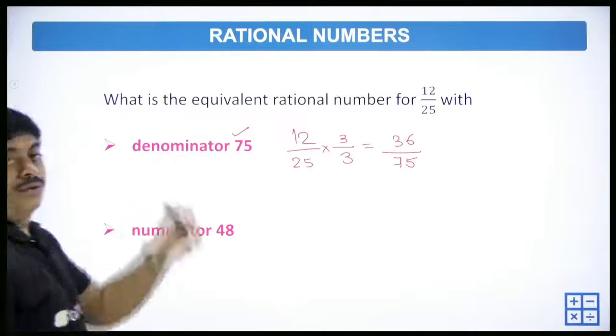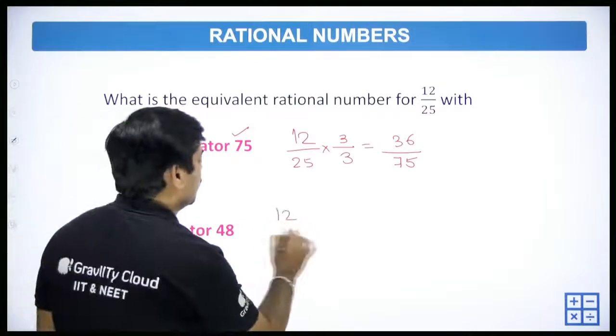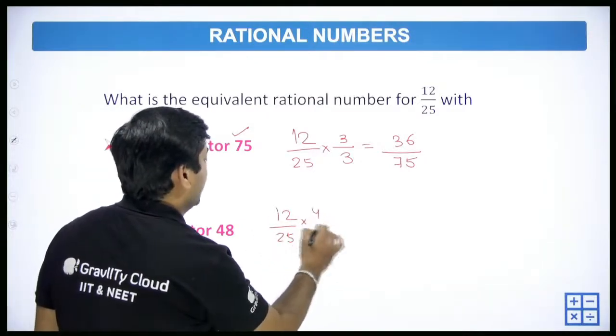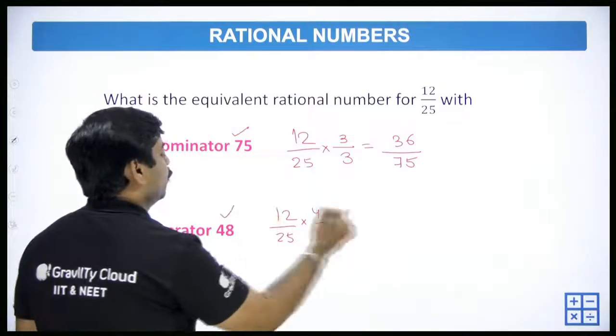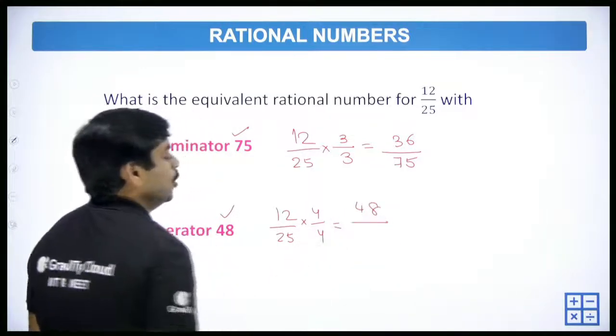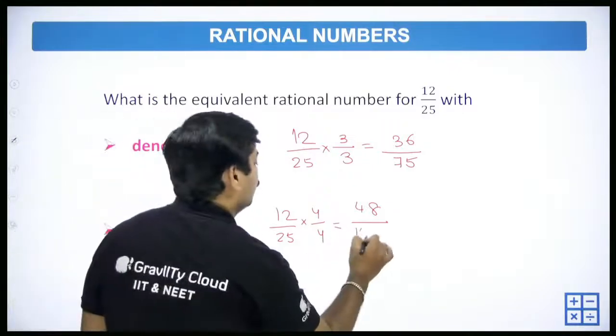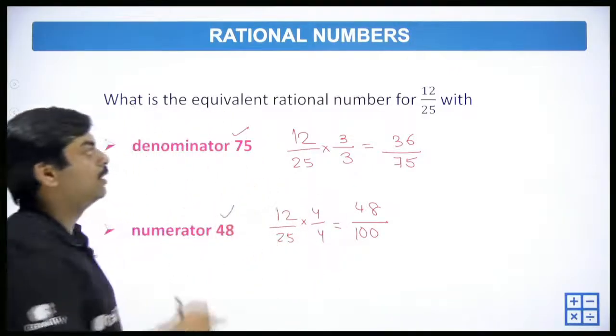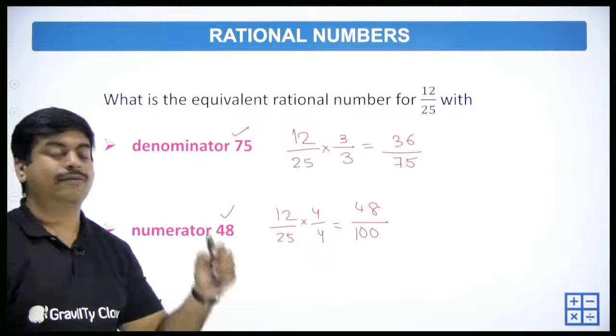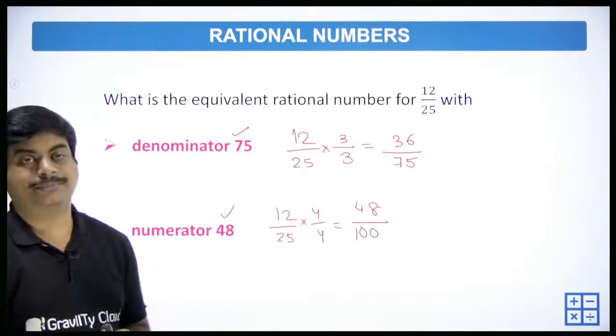What is the next one? Numerator 48. We have 12 by 25. So multiply by 4 by 4, the numerator will give you 48. The denominator 25 into 4. So please try to do that. 25 into 4 is 100. So that is how you can try to solve that. 12 by 25 is equal to 48 by 100.